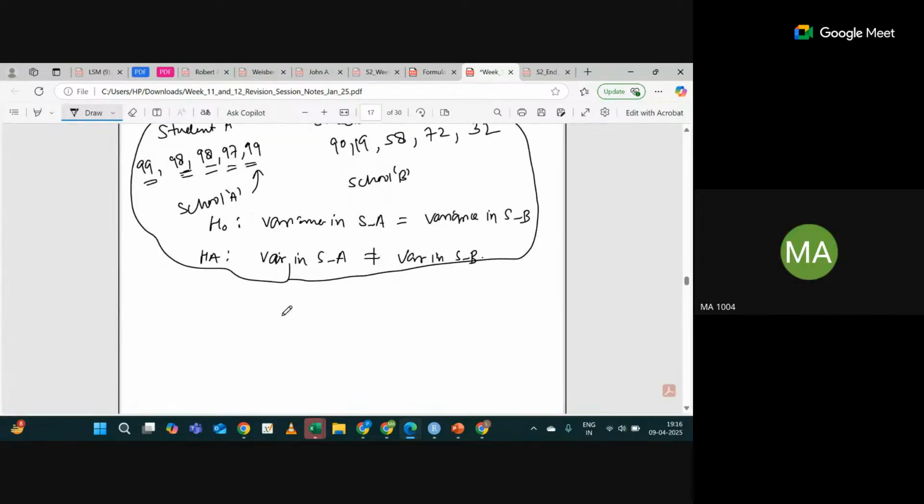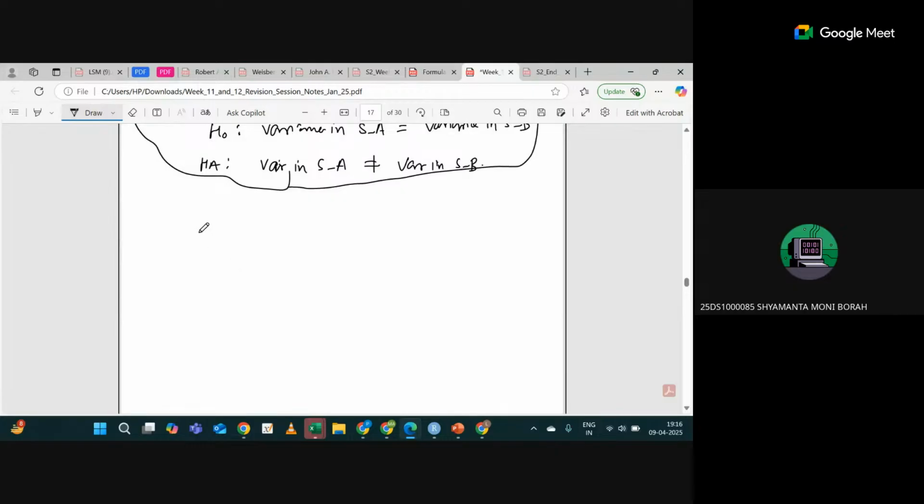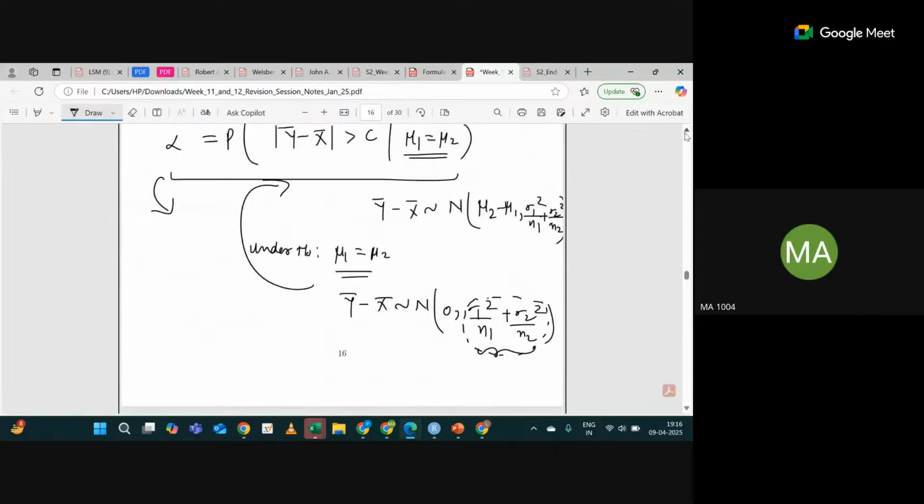Sir, would you just mind going to the above slide? In this two sample Z test, say for example it's a right tail or a left tail test, in that case will the mod be needed? Just wanted to ask.